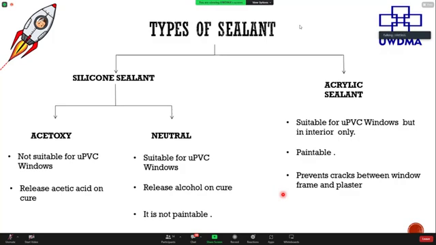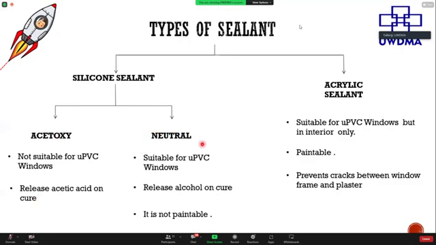Normally the types of sealants are silicone and acrylic sealants. In silicone sealants also we have two types, acetoxy and neutral. Acetoxy are not at all good for UPVC. So we won't be going with acetoxy silicone sealants because they are acidic. They release acetic acid on cure. Once they start drying, they will be releasing acetic acid, which is not good for your health and not good for your windows also, because they can react with your window. So these are not at all suitable for UPVC windows.